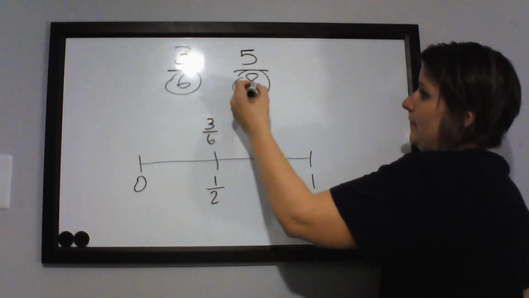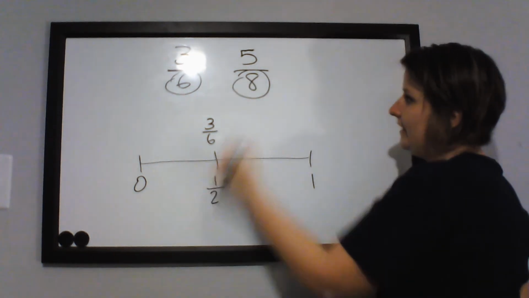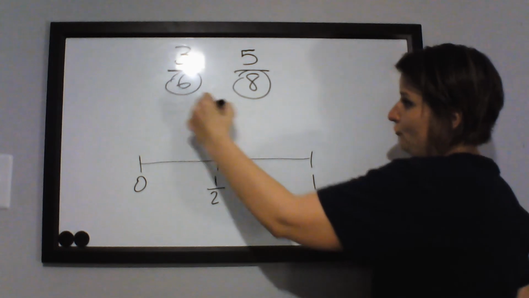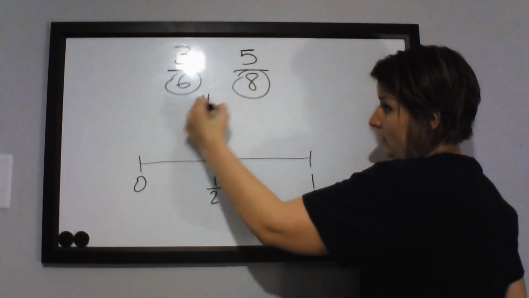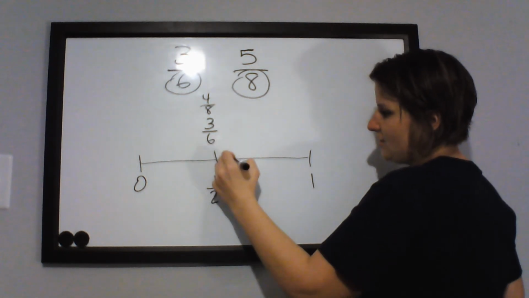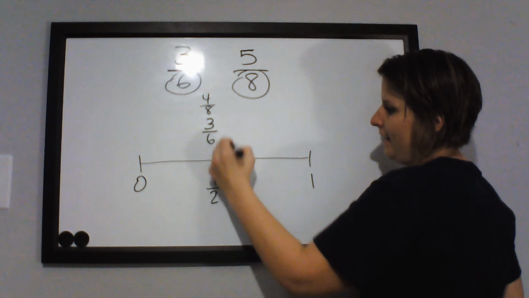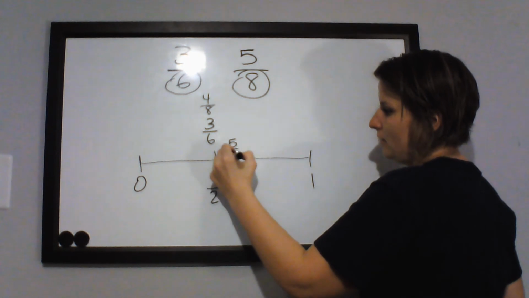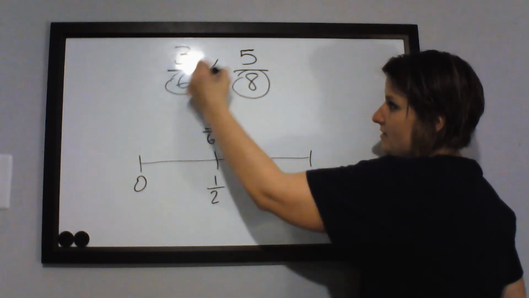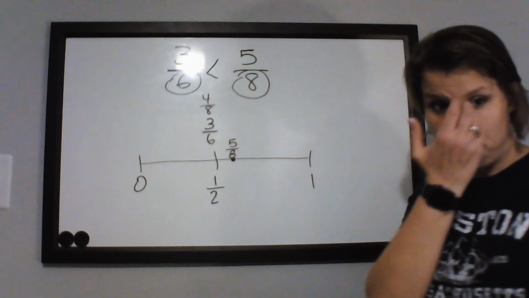Then I look at 8. Well, half of 8 is 4. So 4/8 would go here. That means 5/8 has to go a little bit more than a half. So 5/8 would go here, making 5/8 the greater fraction.